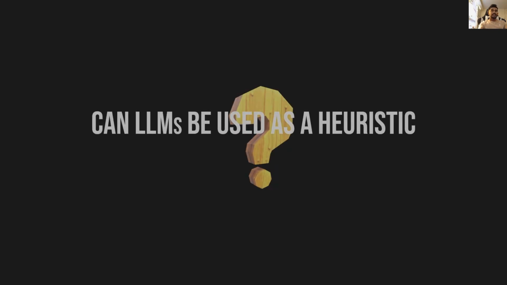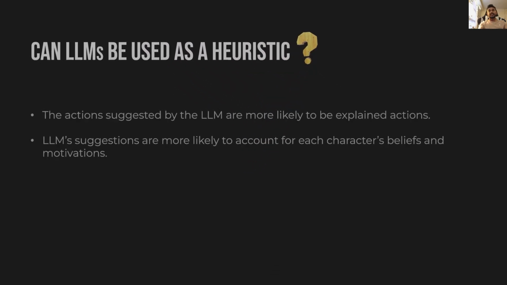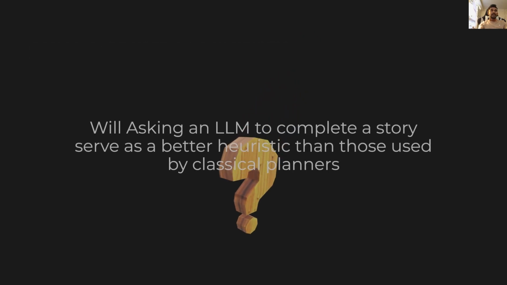So our idea is: can LLMs be used as heuristics in narrative planning? Because unlike classical heuristics, LLMs can suggest explained actions and account for character beliefs and motivations. So the problem we are trying to solve is asking an LLM to complete a story, as a better heuristic than those used by classical planners.